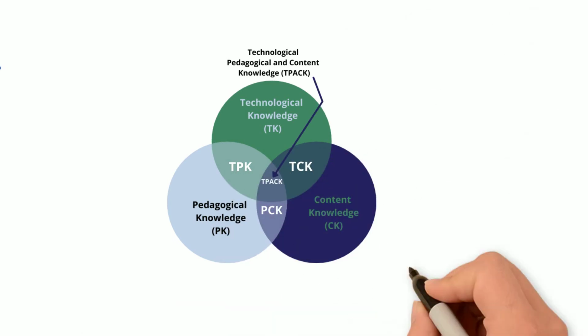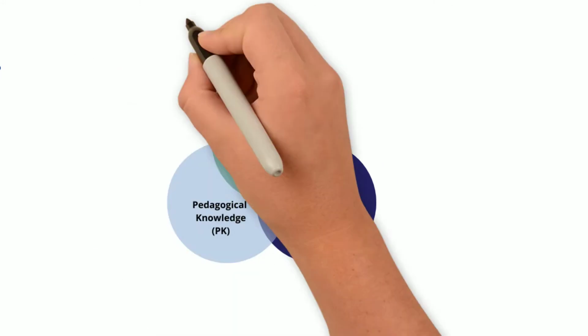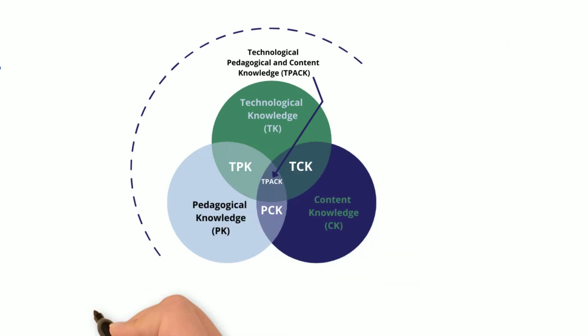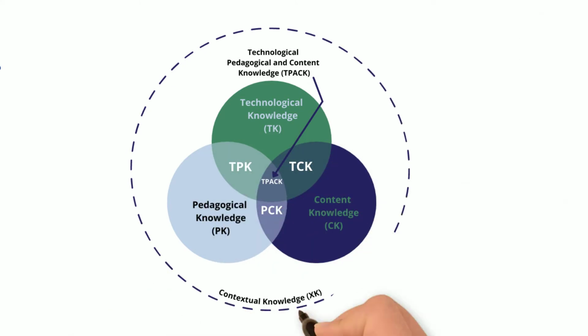TPACK occurs when you overlap all three areas. It's the sweet spot when all three knowledge areas work together. Contextual knowledge, XK, surrounding TPACK is the context: you, your school, and your students. This will look different in every school and even in every classroom within the same school, as it is about meeting the needs of students.